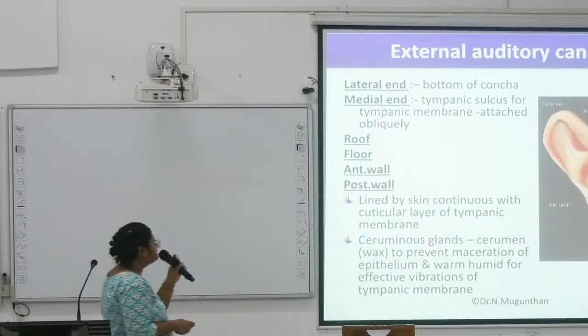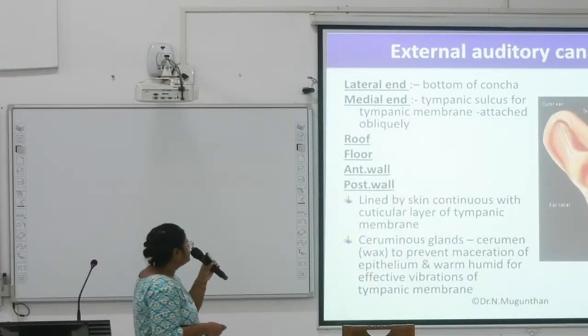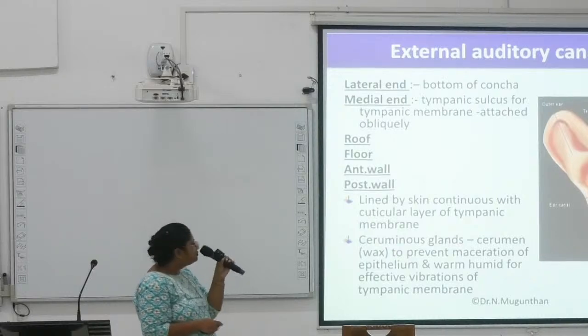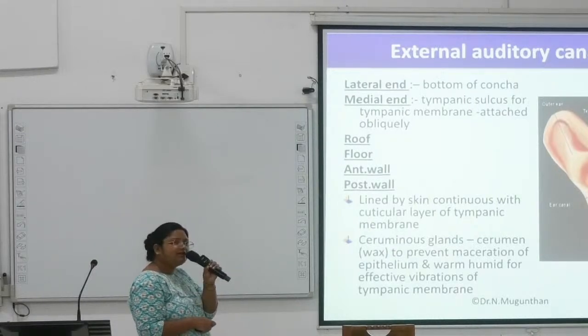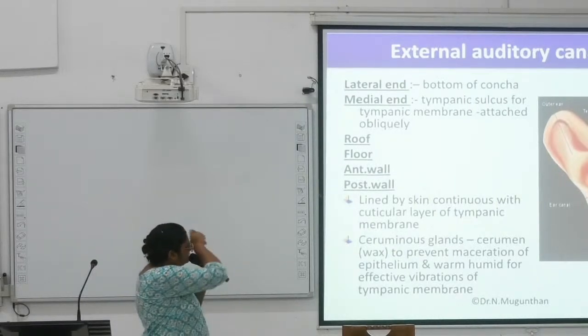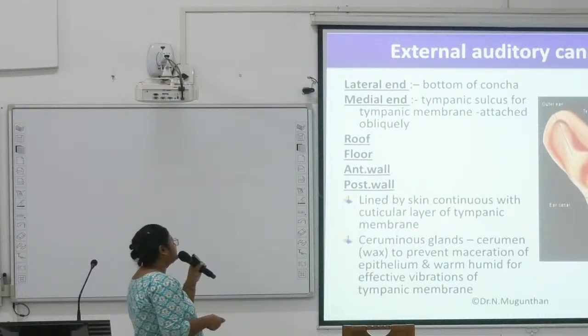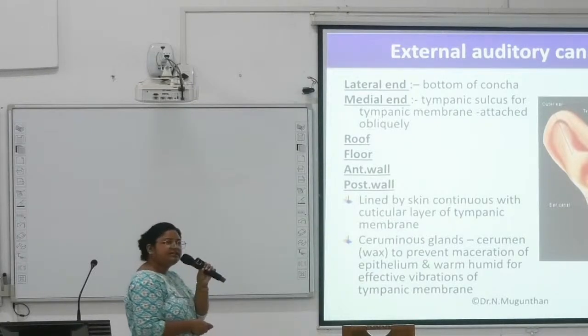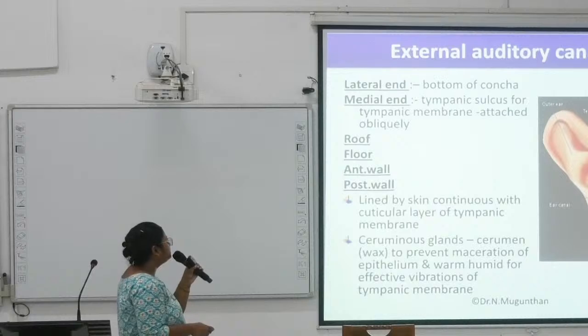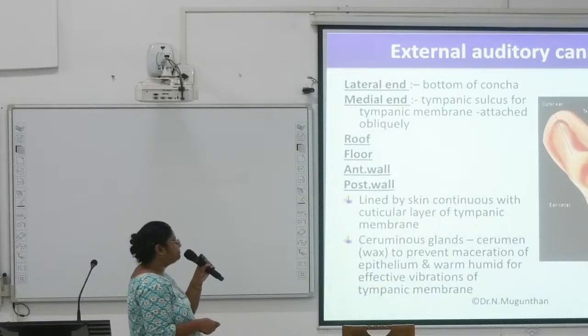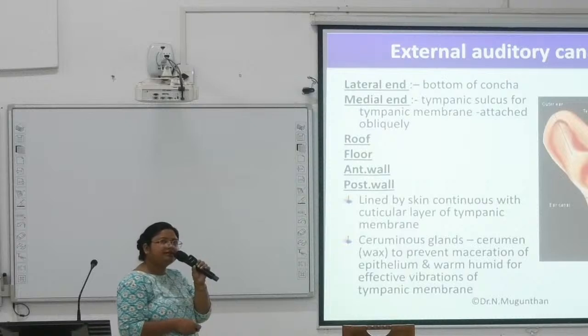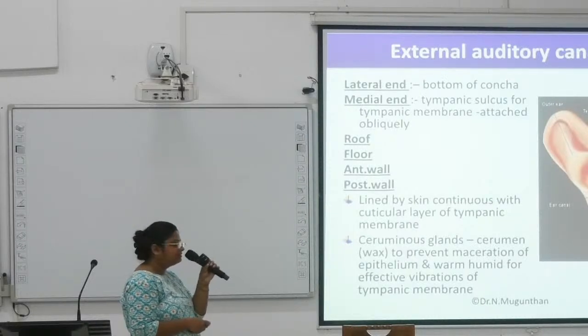Next is ceruminous glands are present here, which secrete cerumen. Cerumen is like wax, ear wax is formed by these ceruminous glands to prevent the maceration of the epithelium and keeps the ear canal warm, humid for effective vibration of the tympanic membrane. Okay, so these are the functions.